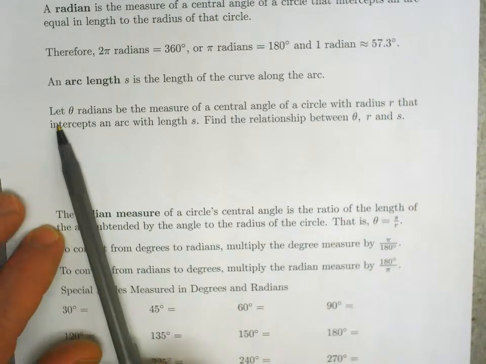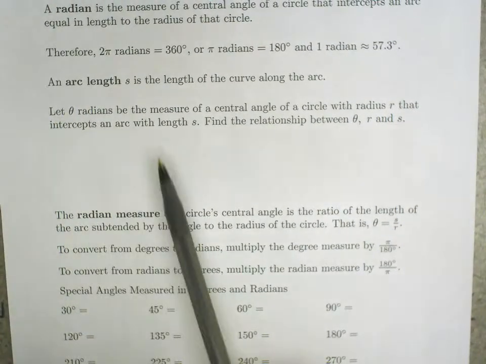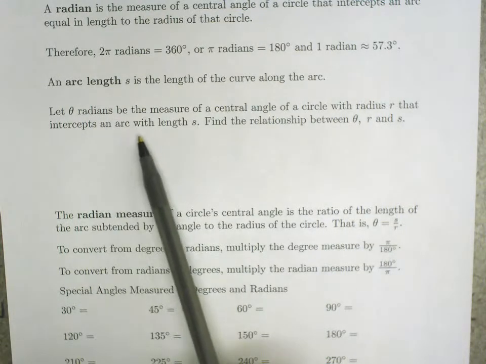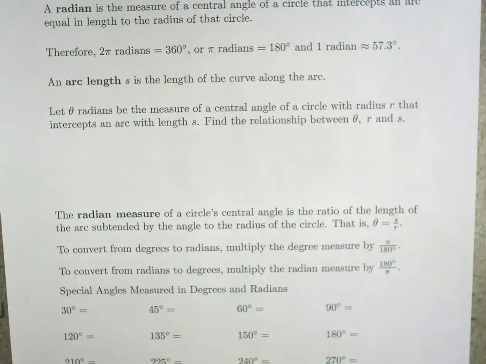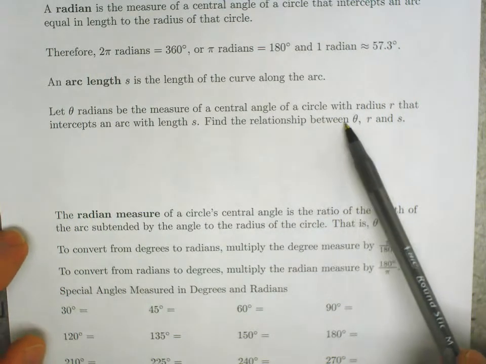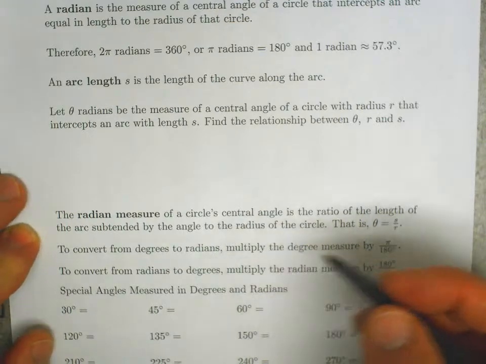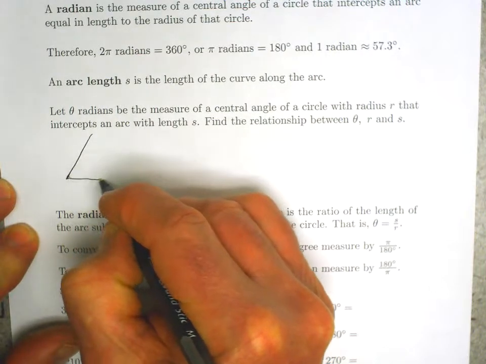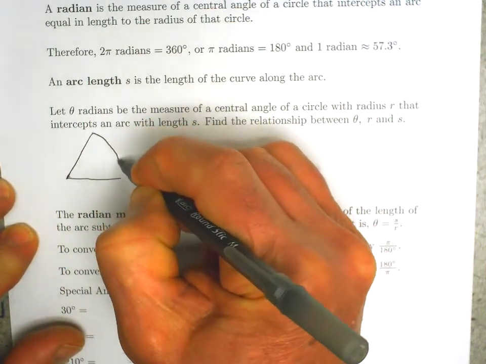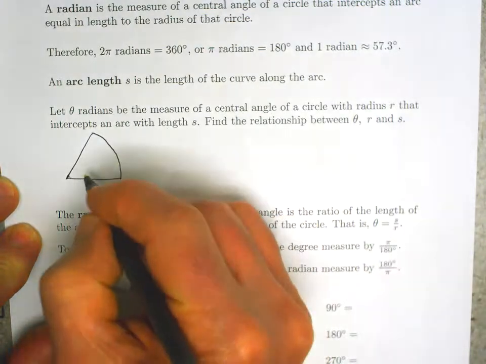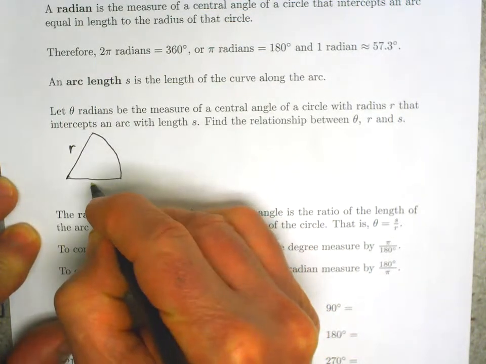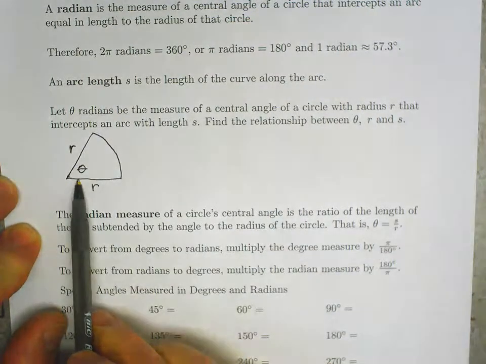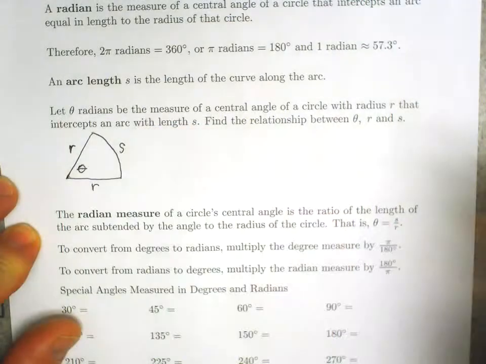So we'll find a relationship here. Let theta radians be the measure of a central angle of a circle with radius r that intercepts an arc with length S. Find the relationship between theta, r, and s. Okay, so I'll draw a central angle. I won't draw the full circle. I'll just draw the sector. The radius is r. Theta is the measure of the central angle in radians, and s is the arc length.